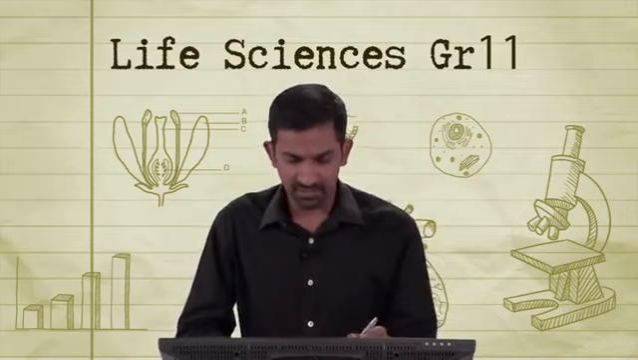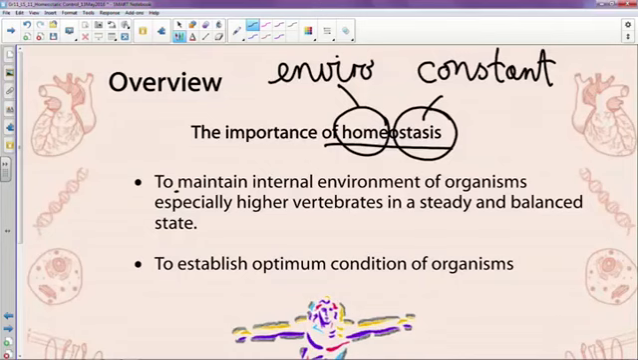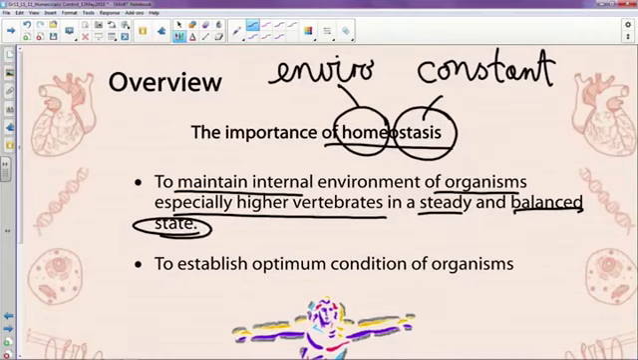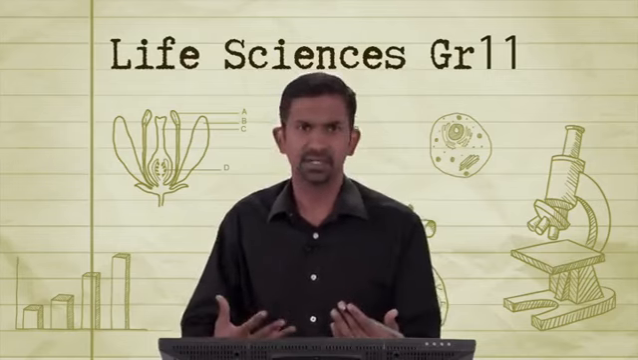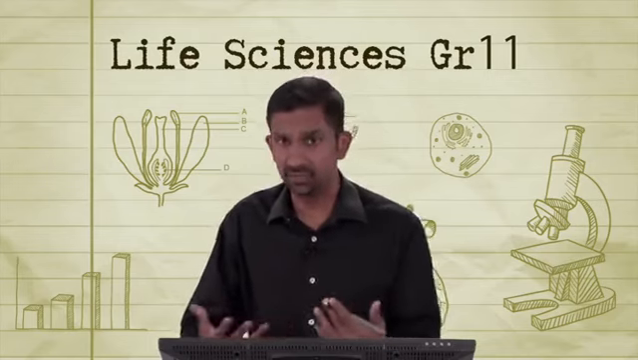So the importance of homeostasis is to maintain an internal environment of the organisms, especially the higher vertebrates, in a steady and balanced state. Essentially, the internal environment has to be maintained constant, as I said, for the functioning of all other physiological reactions. It's also to establish optimum conditions of an organism. When there's a lack of oxygen in the body, you tend to get tired. When there's too much carbon dioxide in the body, which we'll do in the next lesson or two, you'll see that could lead to the buildup of lactic acid and will lead to you being fatigued.